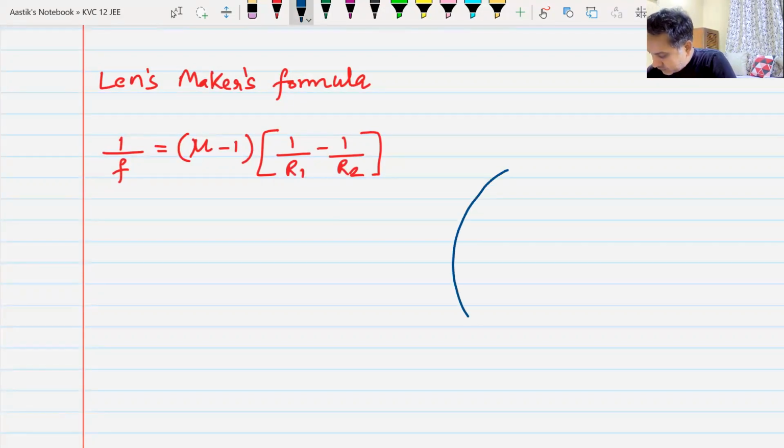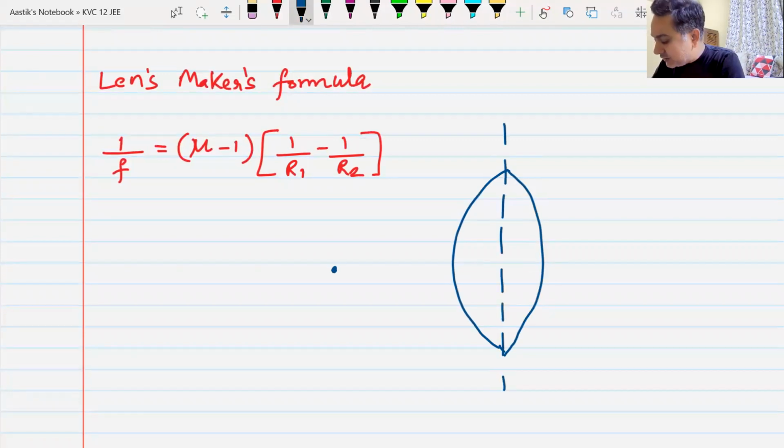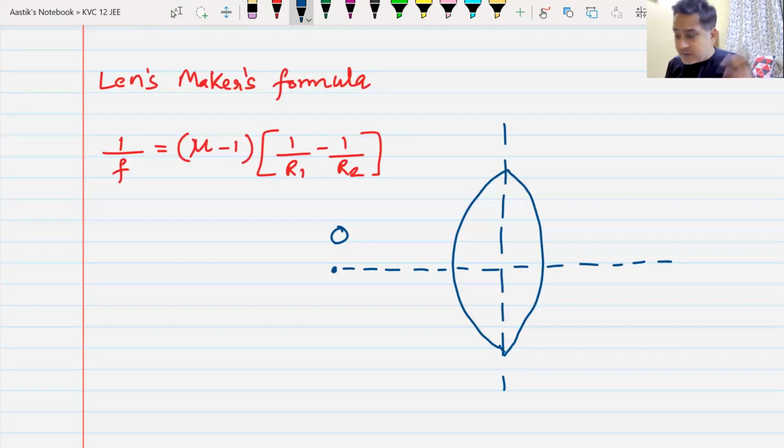You must be wondering what is R1 and R2. So if you have this as your lens and the object is here. Now remember, this R1 and R2 are basically the radius of curvature of the two surfaces which are used for refraction. R1 is the first surface. Right now, if the object is on the left hand side, this is your R1 because this is your surface 1 and the radius of curvature of this surface will be taken as R1. Do we understand this?